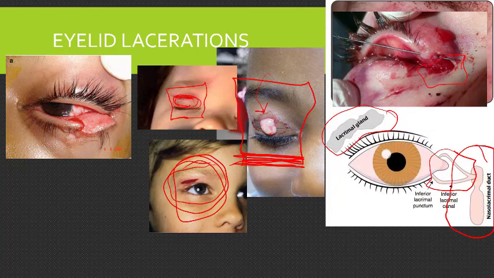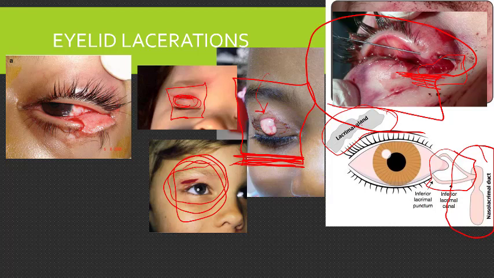So this is what they do in this picture up here. They have to make sure that the eye drainage and cannulas are still open and they have to match it up. This is not something that we do in the emergency department. This would be something that you need to call the ophthalmologist for if you're worried about the lacrimal duct.